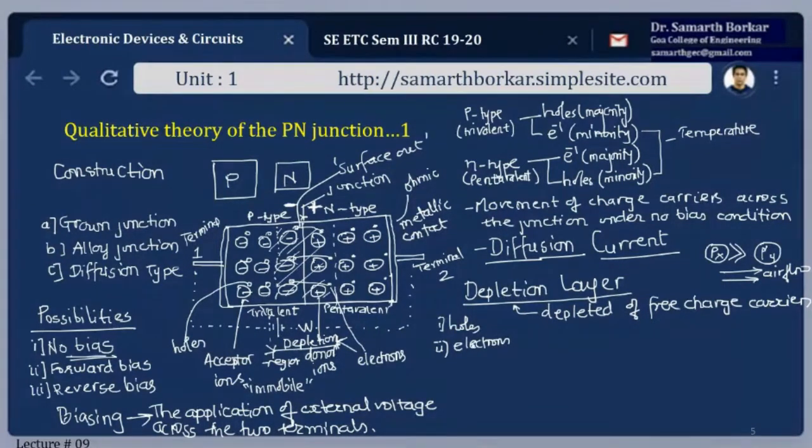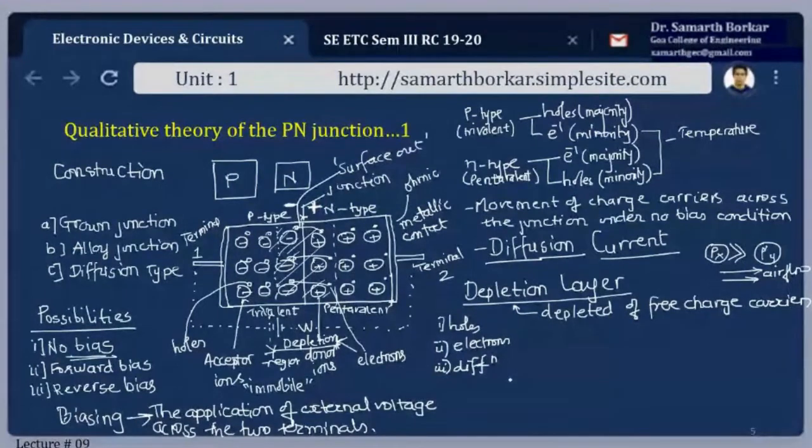Now, this diffusion of holes from P region to N region and electrons from N region to P region takes place due to the thermal energy, and also because there is a difference in their concentration in the two regions that results in the concentration gradient, meaning the concentration is not uniform. In simple words, the P region has more number of holes and N region has more number of electrons. Fine.